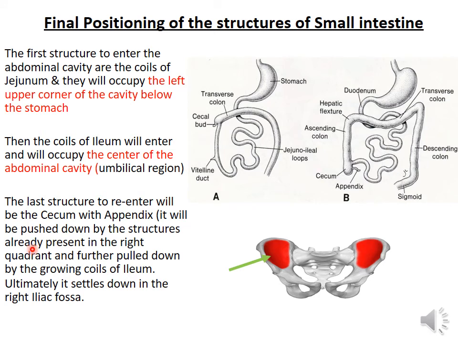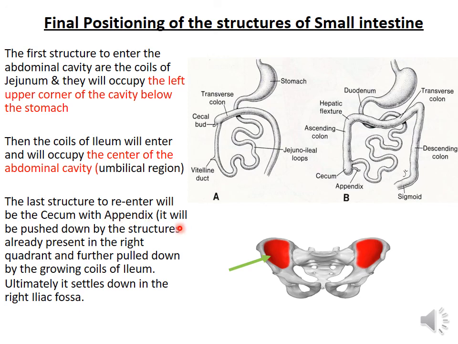The final positioning of the structures of the small intestine. The first structures, as we mentioned, that will enter the abdominal cavity are the coils of the jejunum. They will occupy the left upper corner of the cavity below the stomach. Then they will occupy the center of the abdominal cavity. The last structure to re-enter the abdominal cavity is the cecum with the appendix.